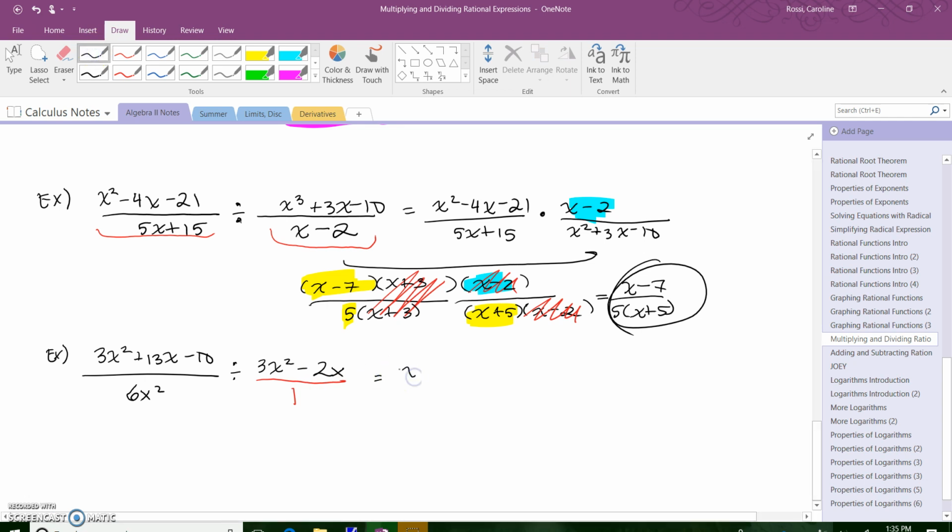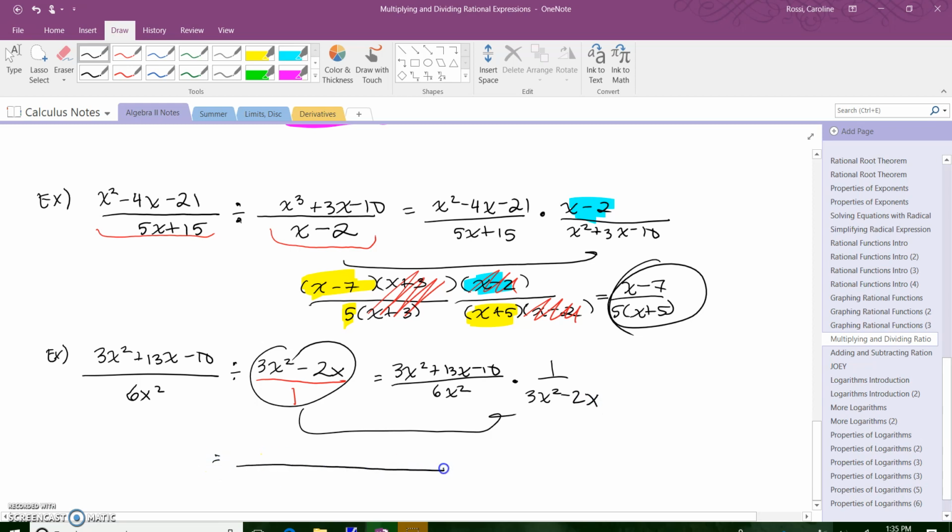So I'm going to rewrite this. And again, I need to turn my division into multiplication. And all I'm going to do is flip that. So 1 over 3x squared minus 2x. Okay, so let's start seeing what can cancel. So this all is going to be my numerator. This all is going to be my denominator.